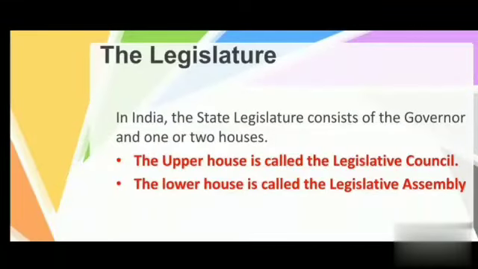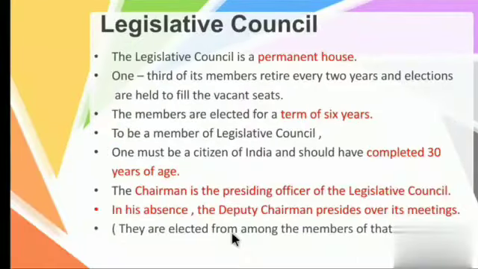The legislature. In India, the state legislature consists of the governor and one or two houses. The upper house is called the legislative council. The lower house is called the legislative assembly. This is the legislative council. The legislative council is a permanent house. One third of its members retire every 2 years and elections are held to fill the vacant seats. The members are elected for a term of 6 years, only 6 years.